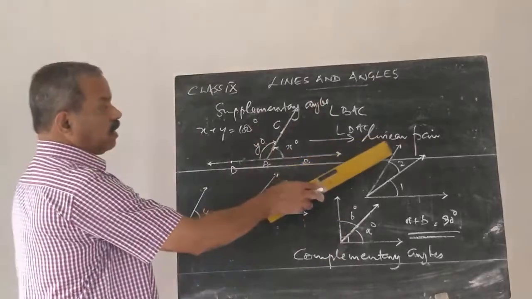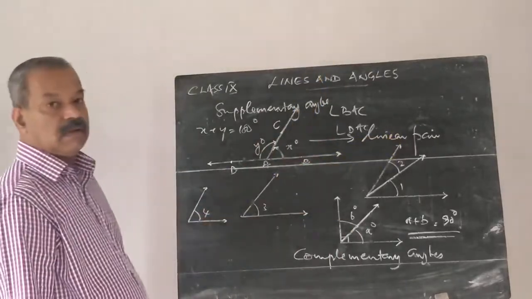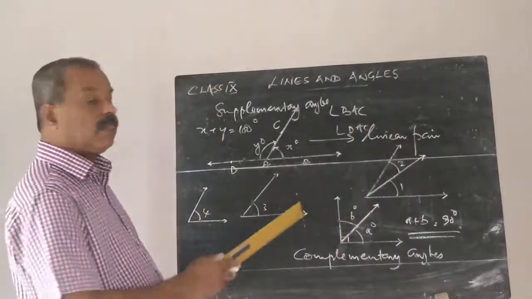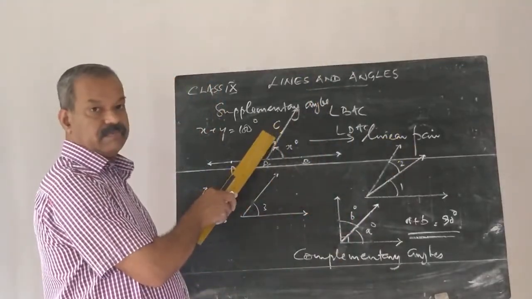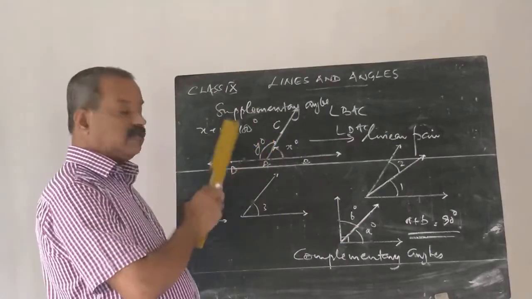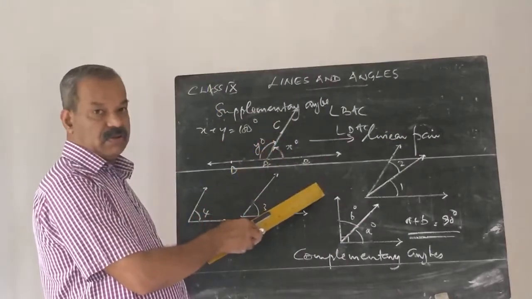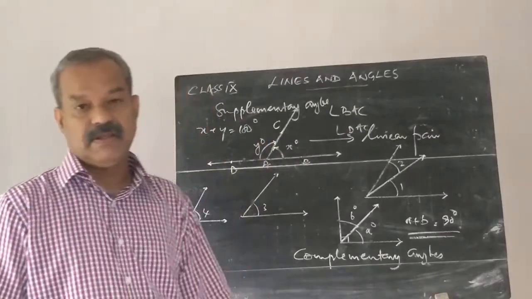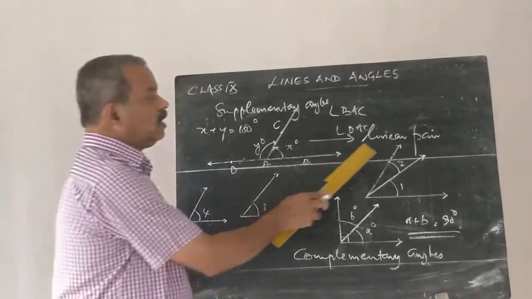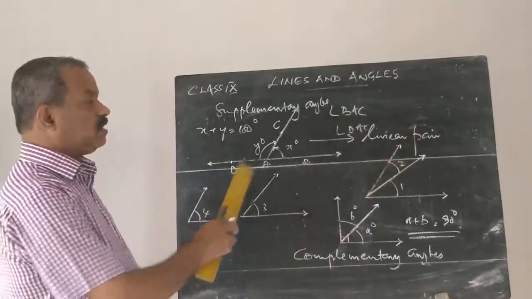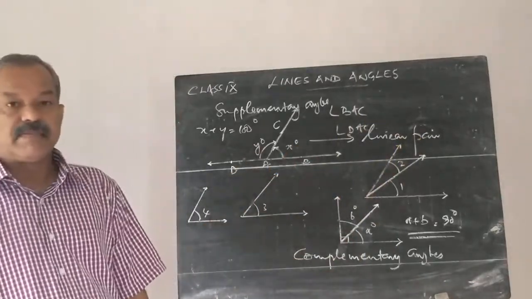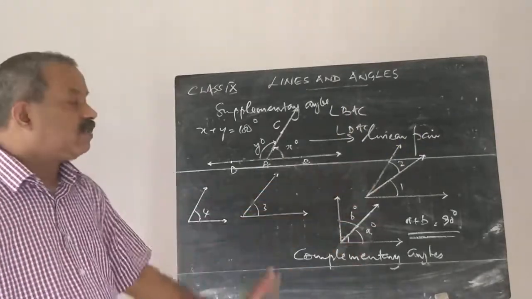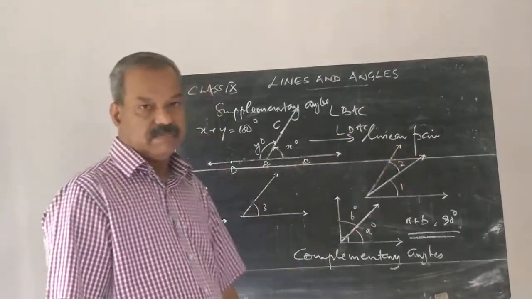So the angles that make a linear pair are also adjacent angles, and they are supplementary also. So two adjacent angles which are supplementary form a linear pair. So what will be the sum of the angles of a linear pair? They are supplementary, so the sum of the angles of a linear pair is 180.